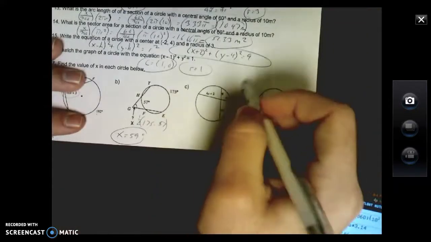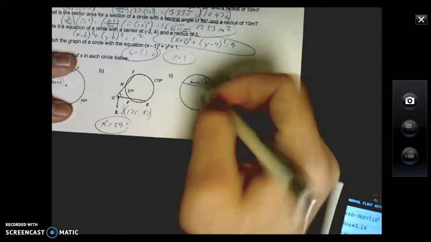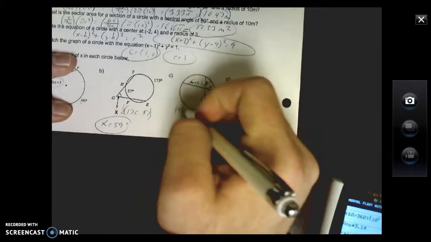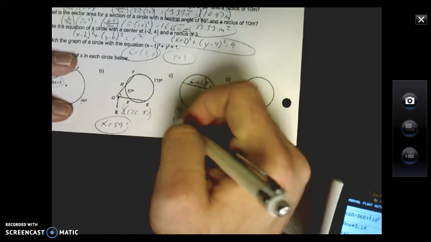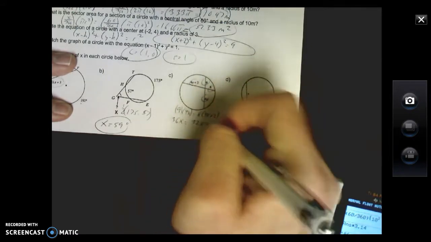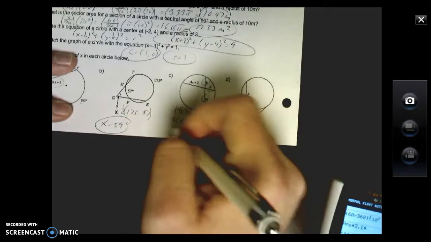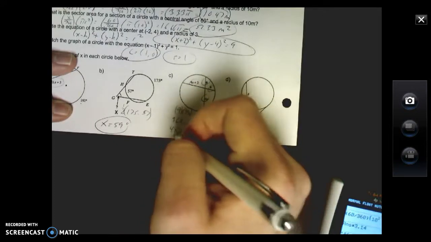Last one I really want to show you guys, this one. This times this equals this times this. So 9 times 4x equals 8 times (4x plus 2). 36x equals 32x plus 16. If I subtract 32x there, I get 4x equals 16, x equals 4.